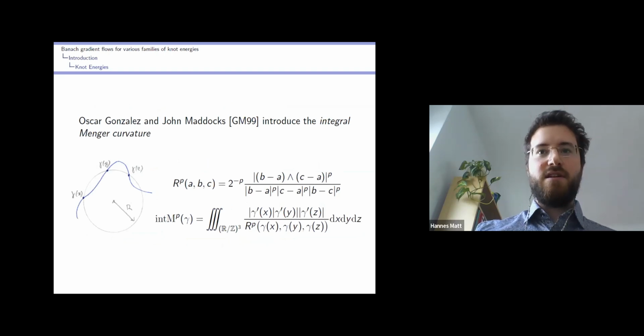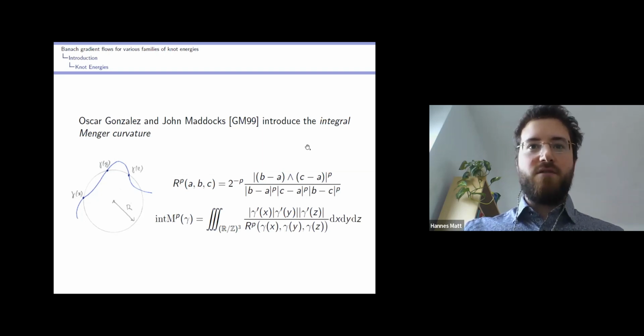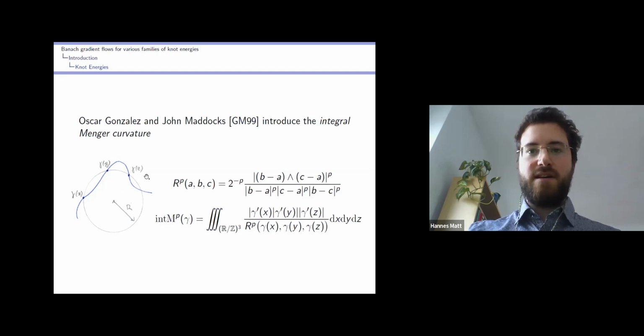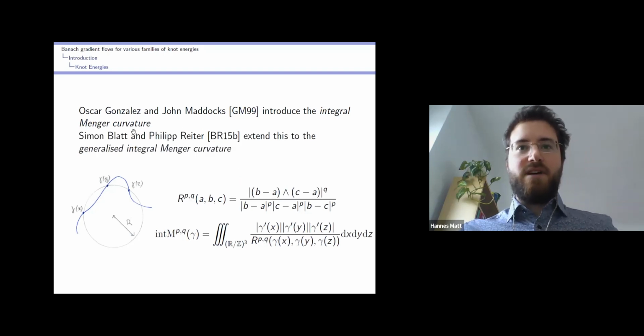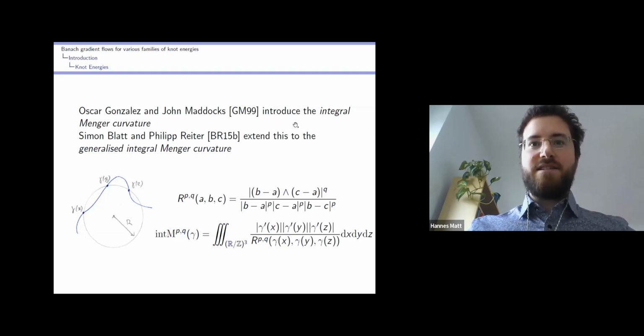Another class of knot energy was proposed by Oscar Gonzalez and John Maddox in 1999, the so-called integral Menger curvature. In this case, we take, again, a curve, and this time we let 3 points on this curve interact in such a way that the energy is given by the inverse of the radius of the unique circumcircle passing through these points, and then raised to the power p. A little bit later, Simon Blatt and Philipp Reiter then extended this integral Menger curvature to the so-called generalized integral Menger curvature.